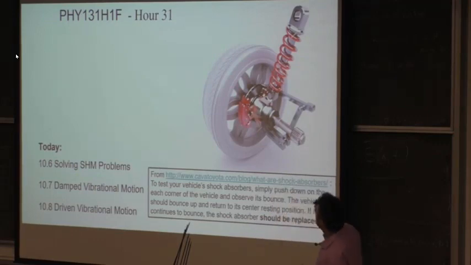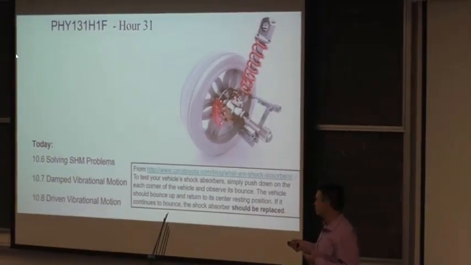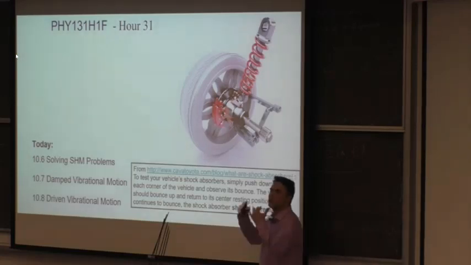And so there's a piston with some very viscous oil in it, which produces a frictional force which slows the vibrations. And so one way to test if your shock absorbers are actually calibrated the right way is that they shouldn't oscillate up and down.